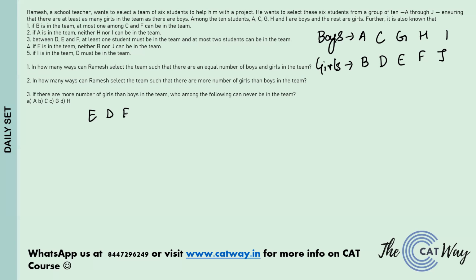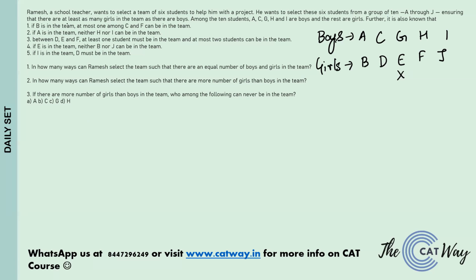So if you take E in the team, no case of 3 girls is possible. Why? Because if E comes, B and J are already out, and out of D, E, F you have to take all of them, and that is not possible because between D, E, F only 2 people at max can be there. So that means E cannot be a part of any team, because what we decoded from here is that there have to be a minimum of 3 girls, and having 3 girls with E included is not possible. So that means E can never be a part of any team.